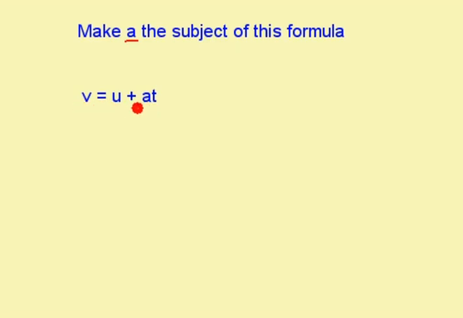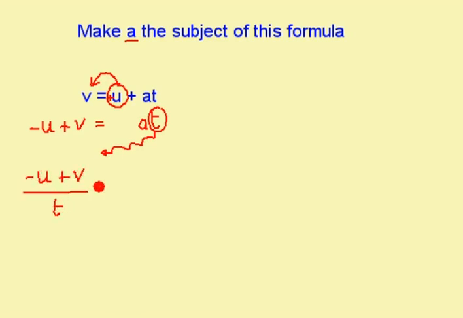So looking here, are there any things that I can float and ping? Yes, there's the u. Now that's actually a positive u, so when I float and ping it, it's going to become negative u. And this here is a positive v. Then I look at escalator. I want to get the a on its own, so I need to take the t down the escalator. So my answer is minus u plus v over t equals a.